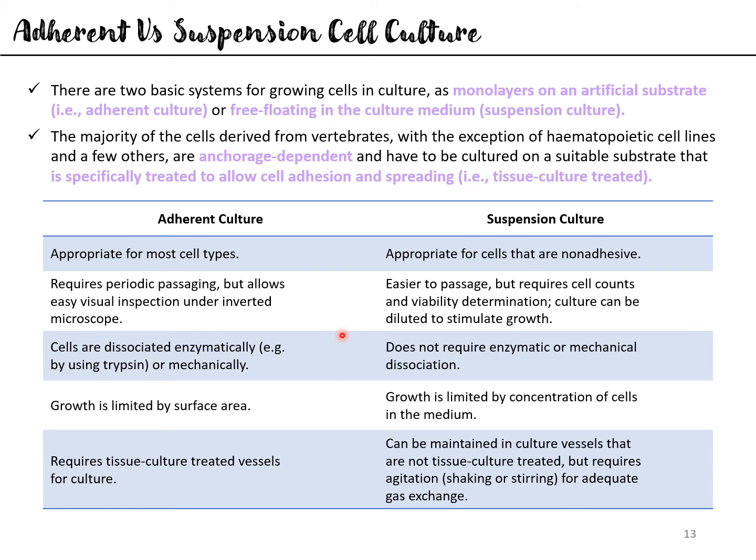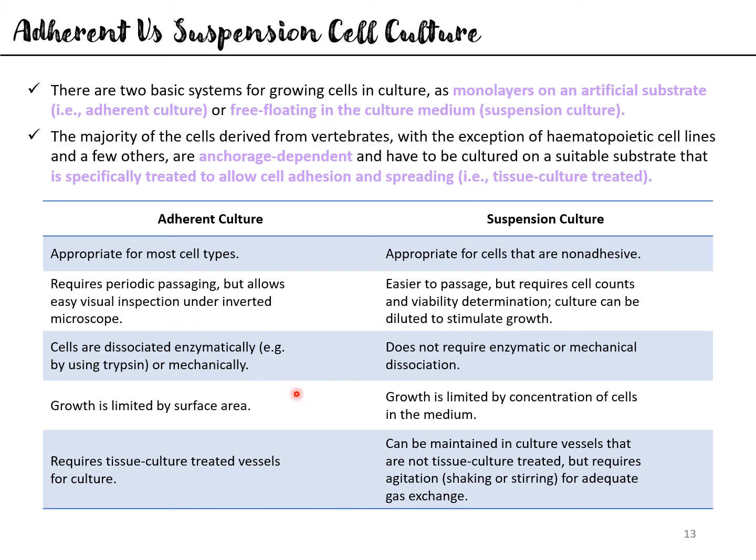Adherent cells are dissociated either enzymatically by using trypsin or mechanically, and we have already discussed the pros and cons of both of these mechanisms. Suspension cells do not require either any enzymatic or mechanical dissociation. You can simply just dilute it into fresh media.